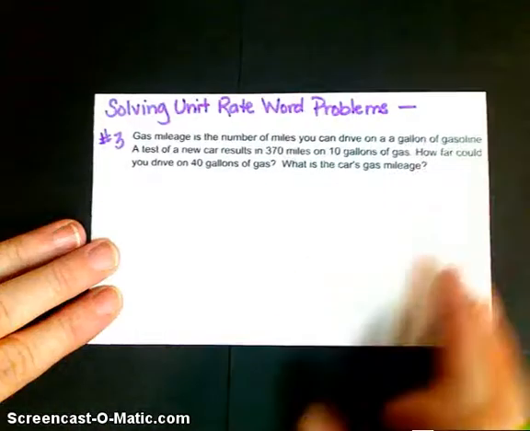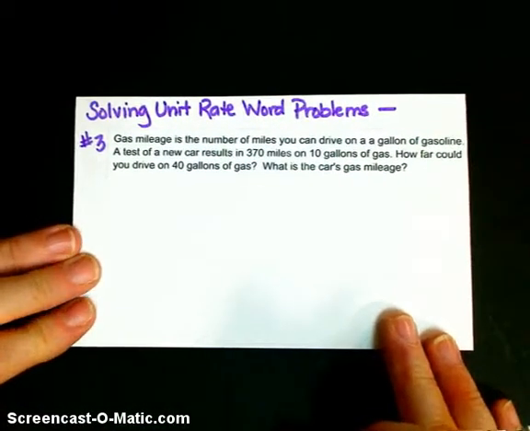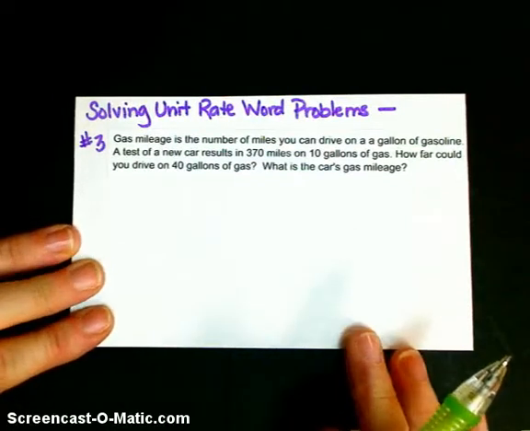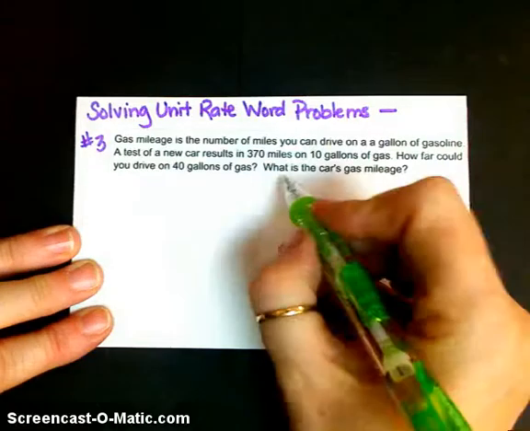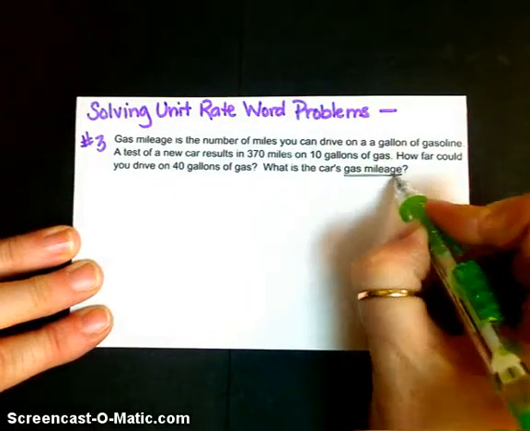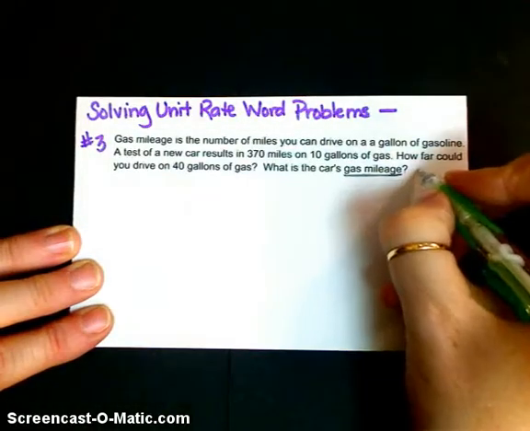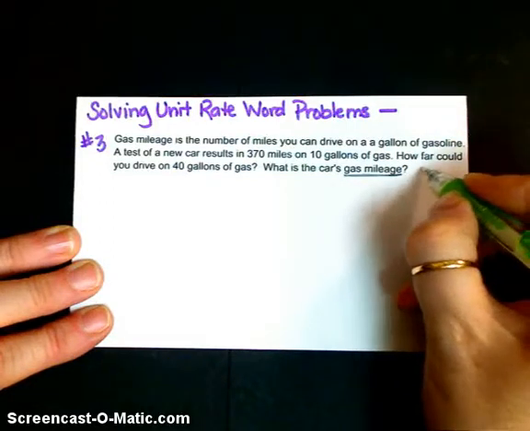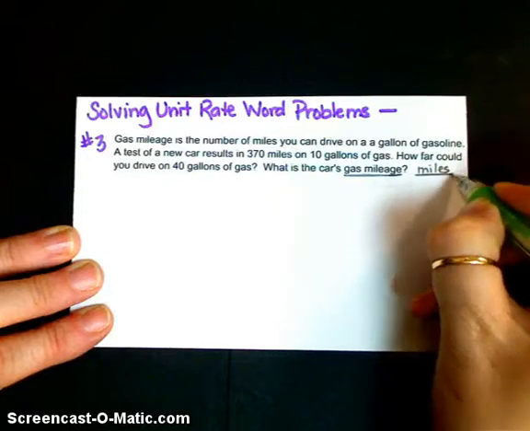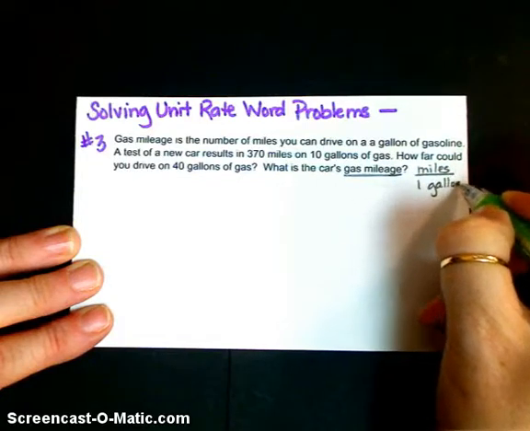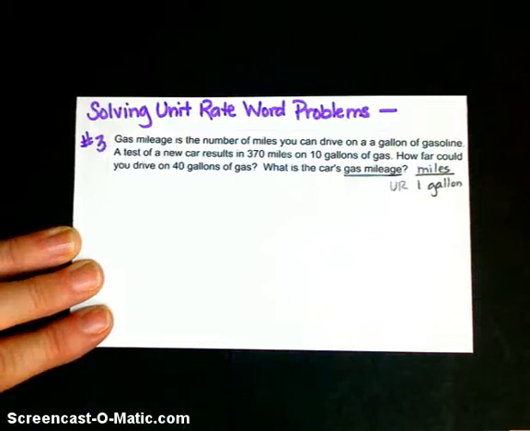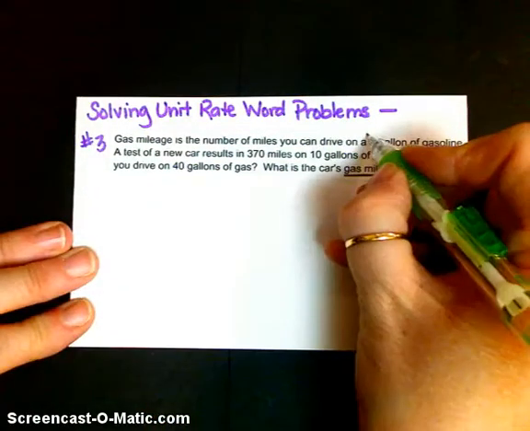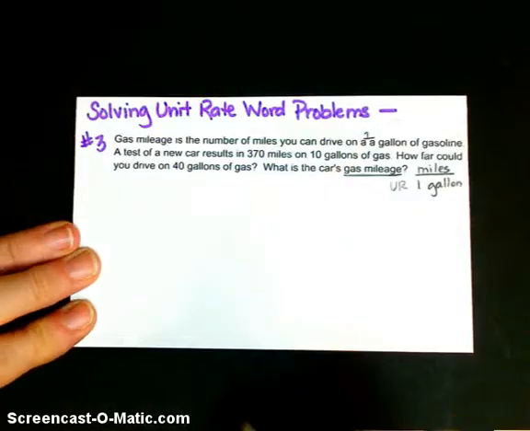Okay, the last one that we're going to look at quickly is one on gas mileage. This first sentence explains to you what gas mileage is. And then it's going to ask for the car's gas mileage as our last question. Just so that you know, that means how many miles per gallon. So that's our unit rate. But let's look at what it says. Gas mileage is the number of miles you can drive on a gallon of gas. That's 1 gallon of gasoline.